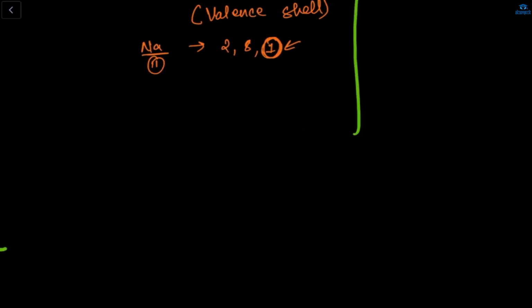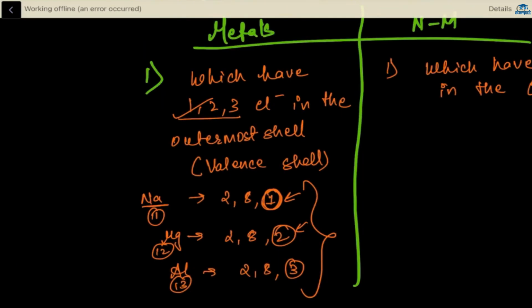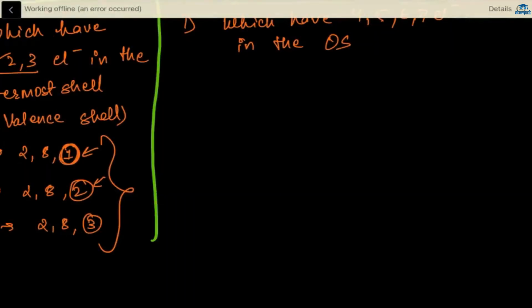So sodium is a metal only. If we check magnesium, it is 12, so it will be 2, 8, 2. Here also in the outermost shell it is 2. If we check aluminium, it is 13, so it will be 2, 8, 3. So all these 1, 2, 3 denote that they are metals. And what about non-metals?